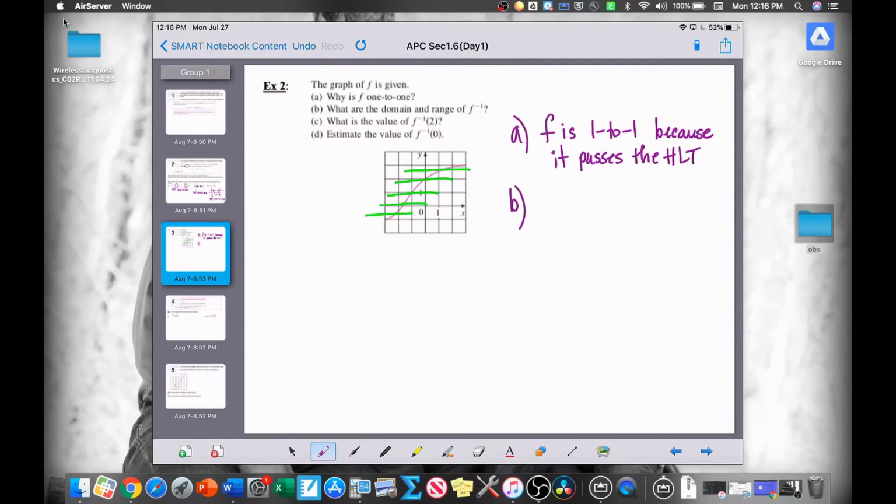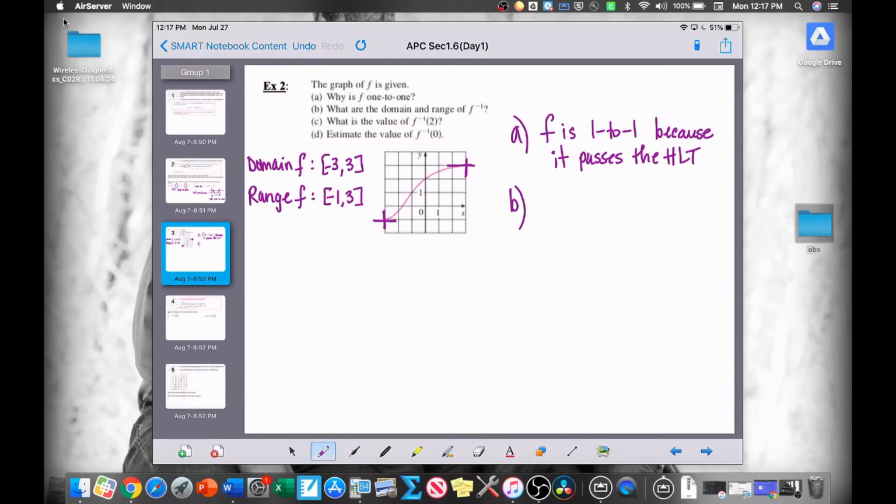All right, letter B says, what are the domain and range of f inverse? Keep in mind that the graph on our screen is a graph of f. So first, let's figure out the domain and the range of f. The domain of f is my x values. It looks like my x values live between here and here, which on the x-axis appears to be from -3 to +3. And my range of f is where f lives along my y-axis, from here to here. That appears to be -1 to +3.